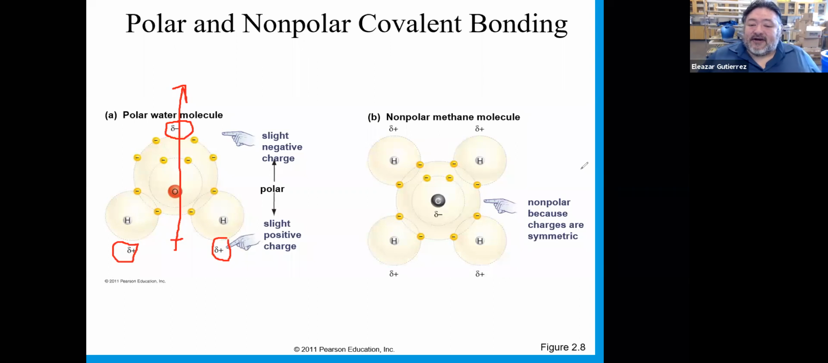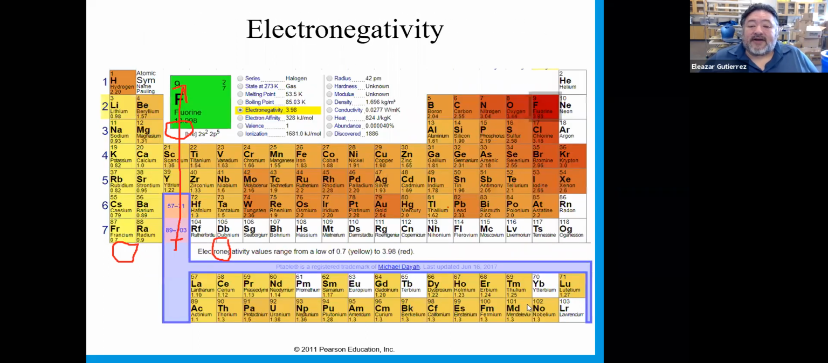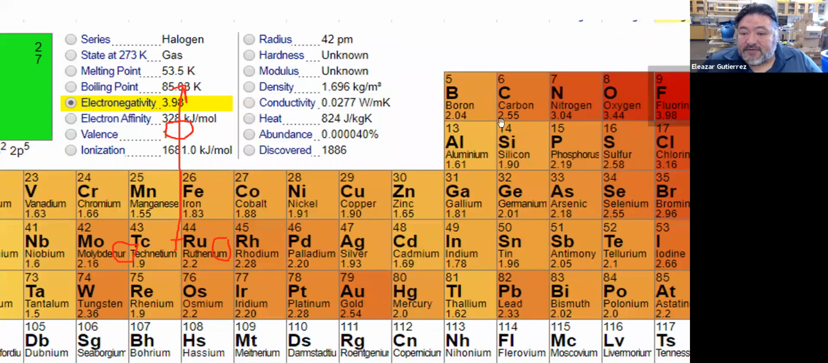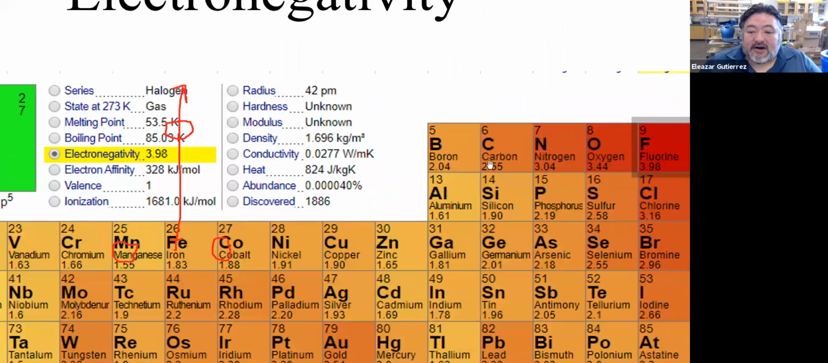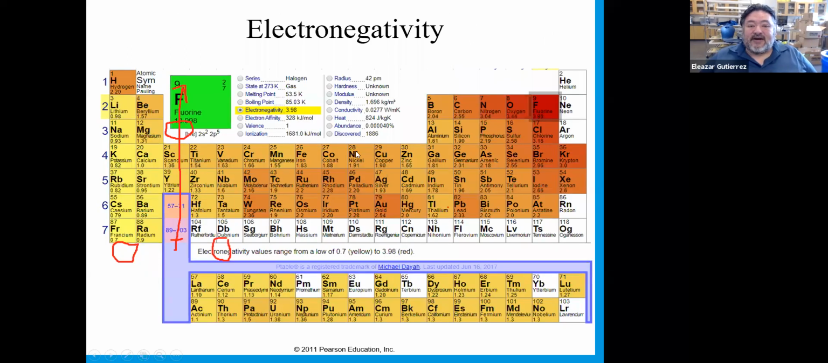By contrast, take a look at this. This is methane. So let's look at carbon and hydrogen, okay? So we'll go back to this. Here's carbon, here's hydrogen. The electronegativity is right underneath it. So the electronegativity of carbon is 2.55. I don't know if you can see that. We can make it bigger. 2.55. And the electronegativity of hydrogen is 2.2, making carbon slightly more electronegative than hydrogen.